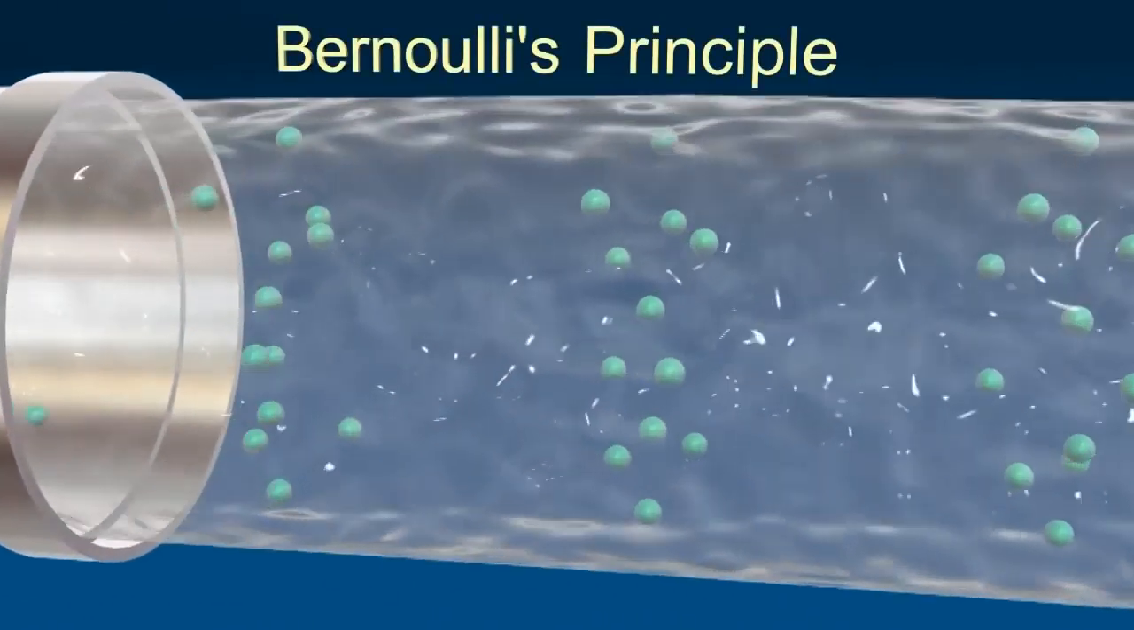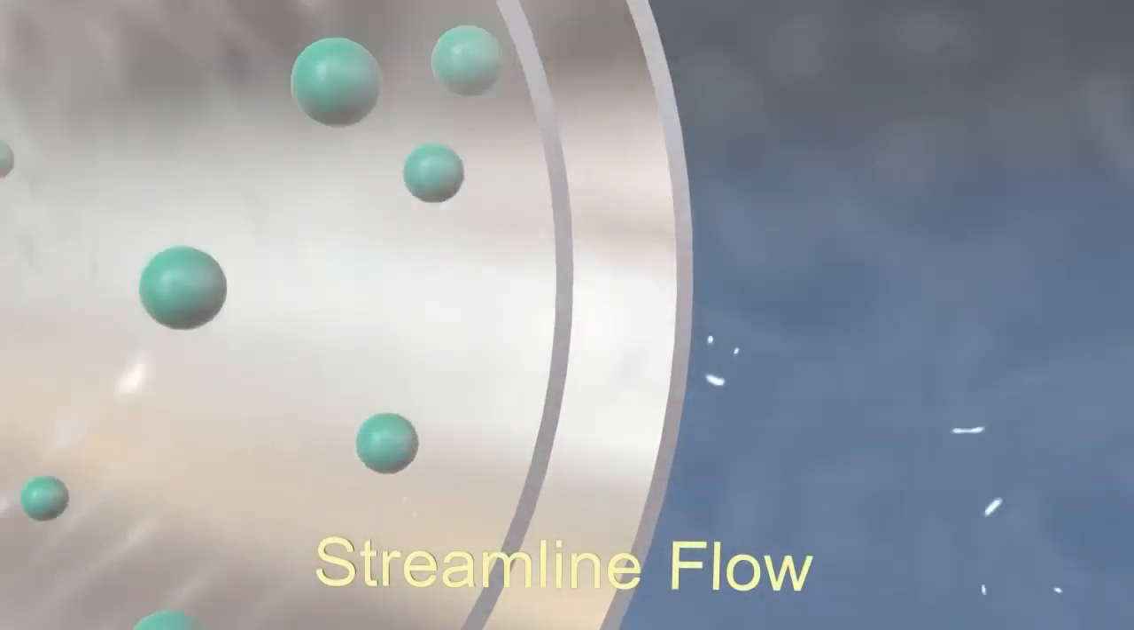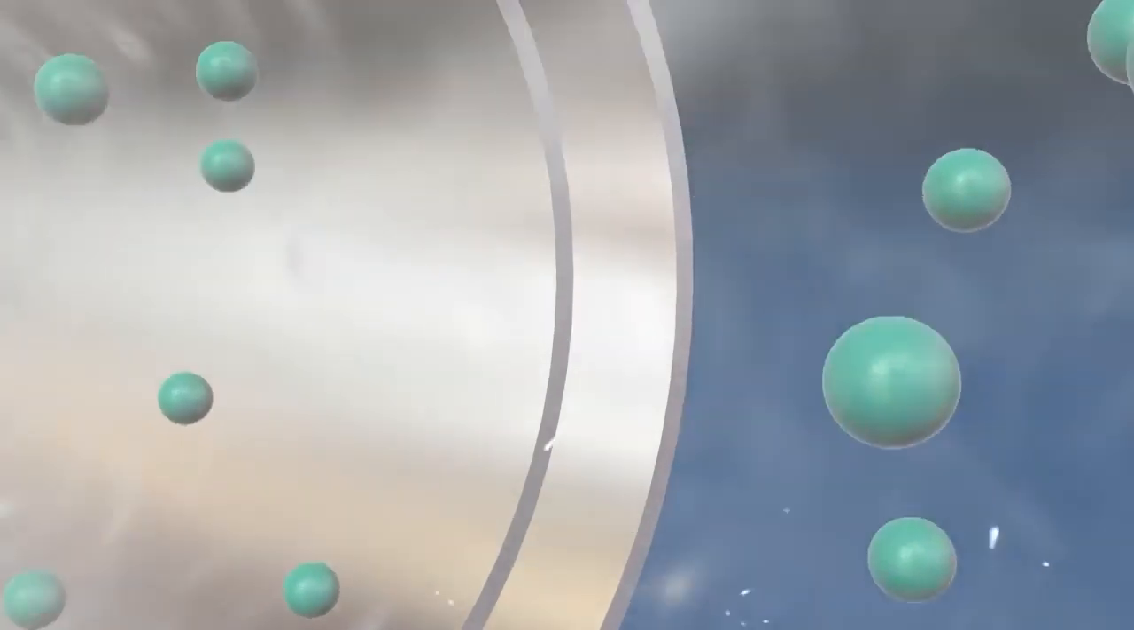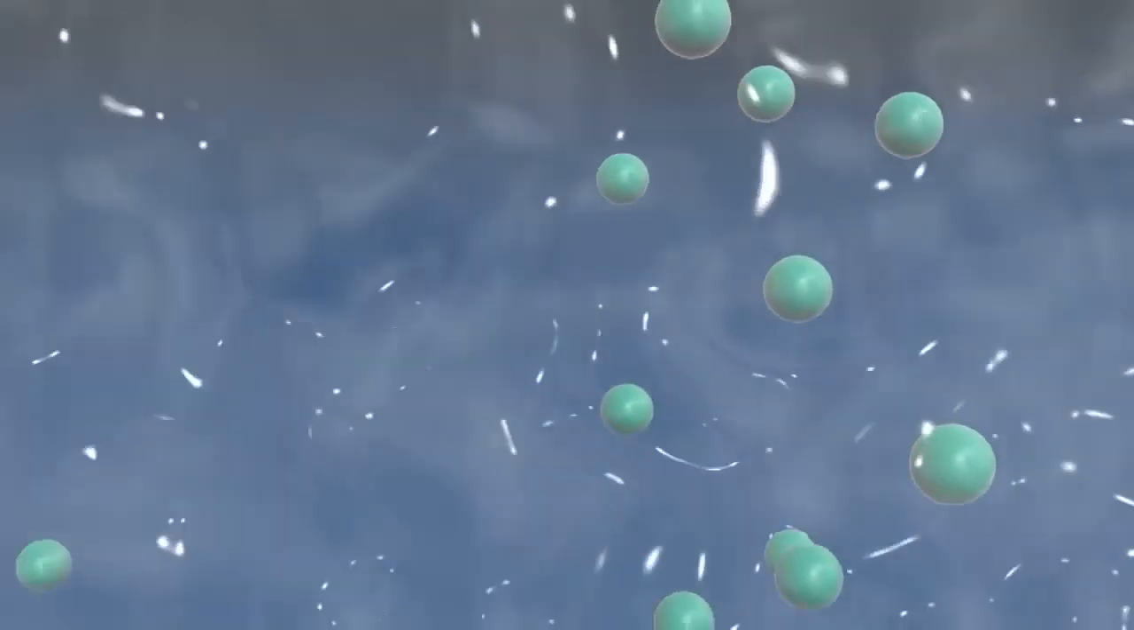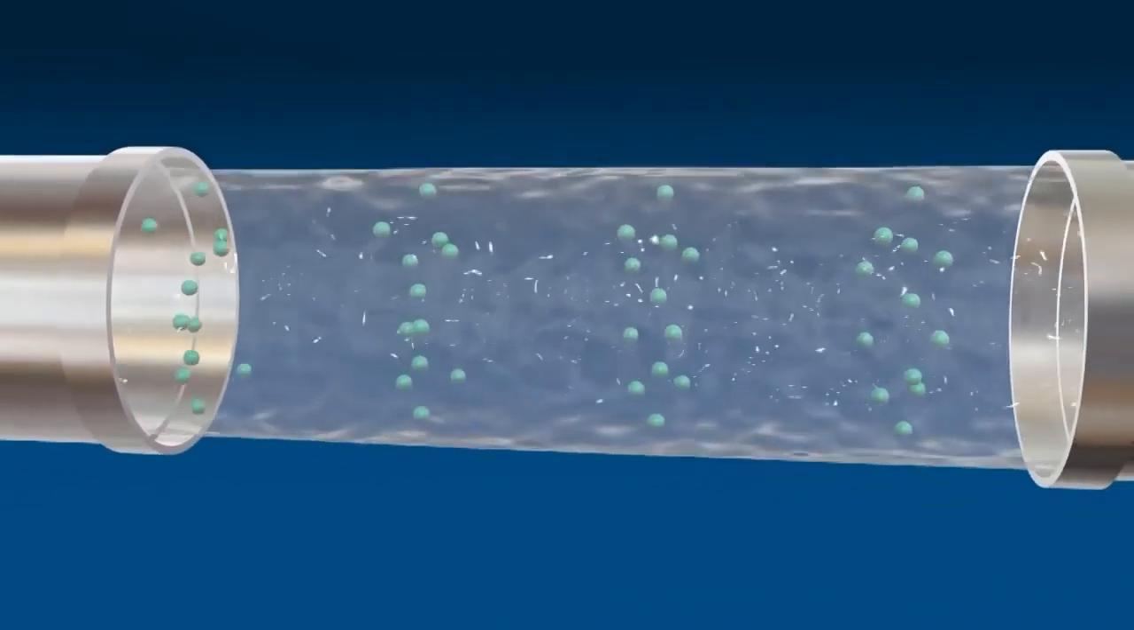Bernoulli's Principle. The flow of a fluid is streamline if every particle of the fluid flows exactly along the path of its preceding particle and has the same velocity as that of its preceding particle.